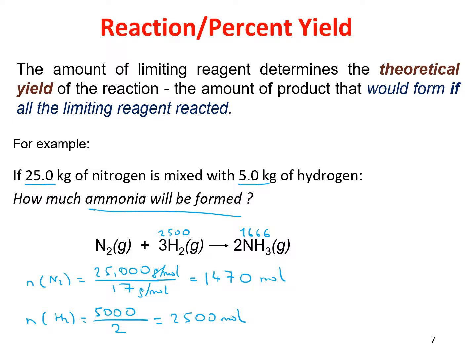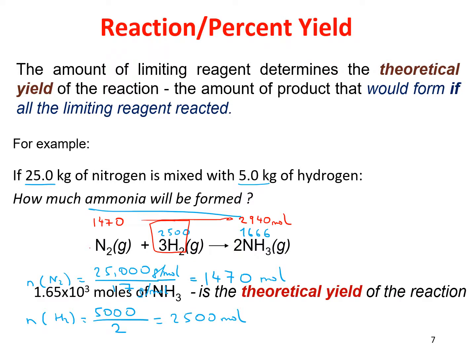And now I do the same thing for the nitrogen. Right, so for the nitrogen, I'm going to have 1470. The ratio is 1 to 2, so the ammonia is going to be 2 times more, times 2. So I have 2,940 moles of ammonia being produced from this amount of the N2. Therefore, the limiting reactant is the hydrogen. It's 3,500 moles. Hydrogen is the limiting reactant.